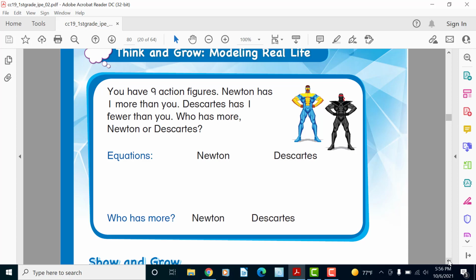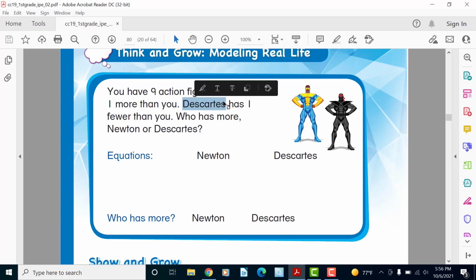Finish everything else up here. You have 9 action figures, you know, the little plastic superhero guys. Newton has one more than you. And see this word? This says equations. So we need to actually write equations for these two guys. Here says Newton. Newton has one more than you, it said, and you have 9. So for Newton, our equation is going to be 9 plus 1, right? He has one more than you.